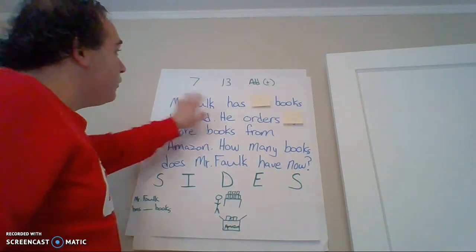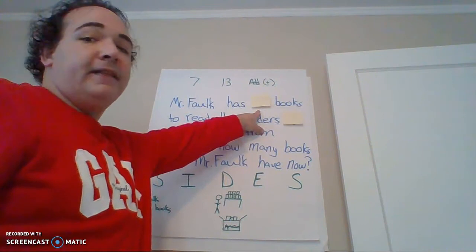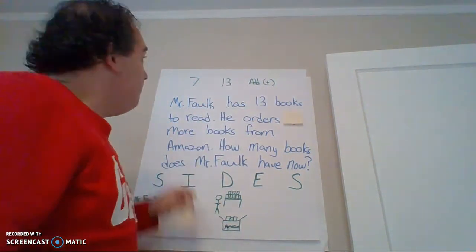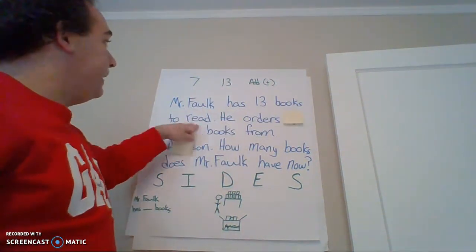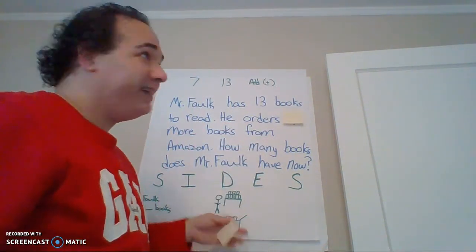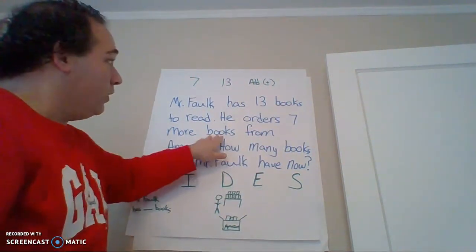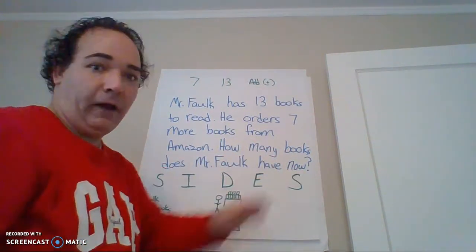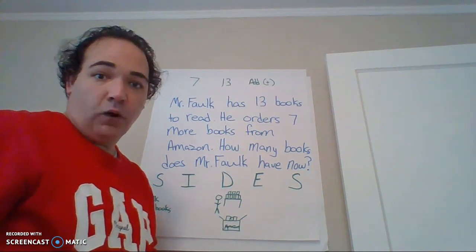My problem says Mr. Falk has, well, I had to put one of my numbers in here. It could have been the 7 or the 13. Okay, I chose to put 13 first. Mr. Falk has 13 books to read. He orders some more books. Well, it's going to be my other number. He orders 7 more books from Amazon. How many books does Mr. Falk have now? All right, so that's all the work I want you to do.